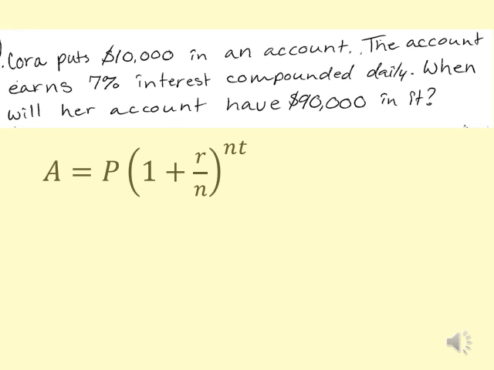This one, of course, is an interest problem, and that's why we're going to use the more complicated formula, A equals P, quantity 1 plus r over n, all raised to the nt power. So again, take a minute, look at that, and see if you can think what would go where.